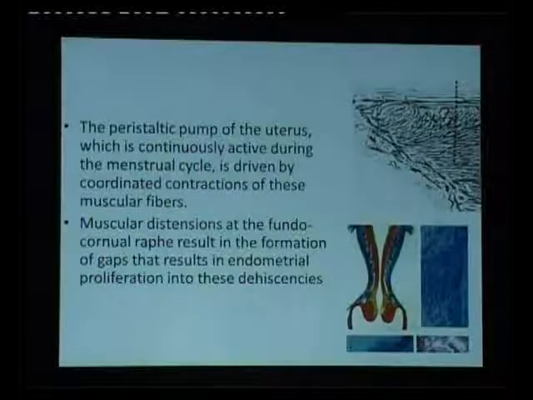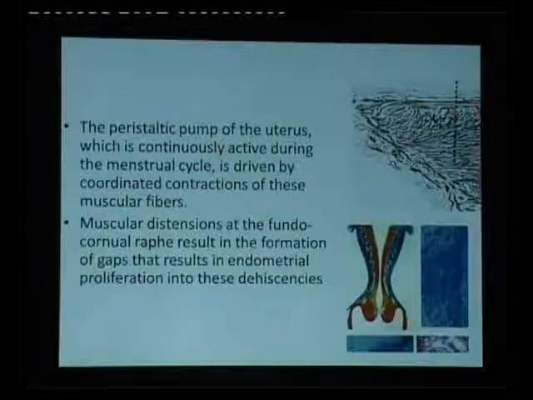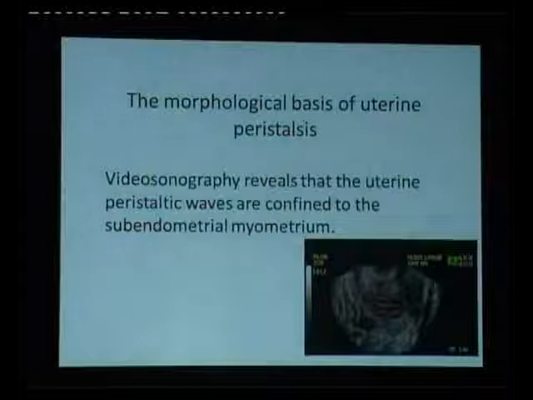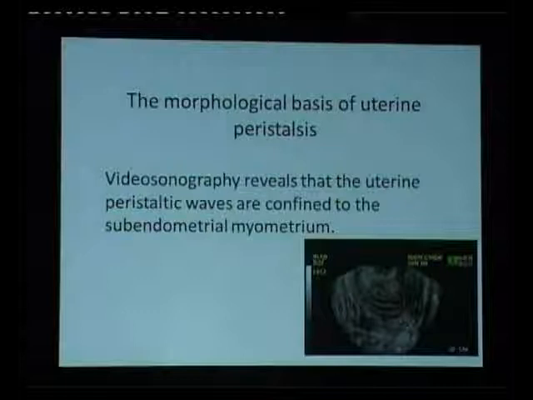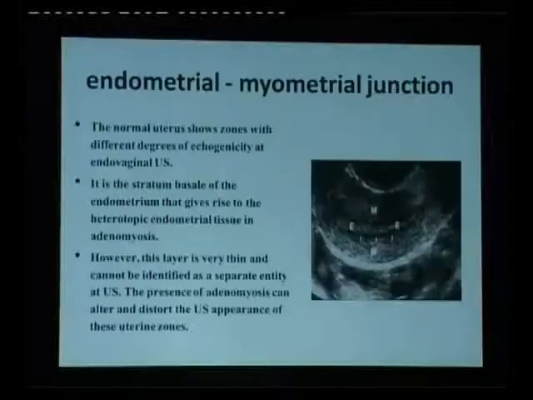And once the muscular distension is there at the fundocornual raphe, this results in formation of gaps, which result in endometrial proliferation into the dehiscence in the gap areas. All this can lead to a very disturbed contractility. This can lead to a lot of dysmenorrhea, and the contractility can also lead to implantation problems. With video sonography you can actually reveal that the uterine peristaltic waves are confined to the subendometrial myometrium.